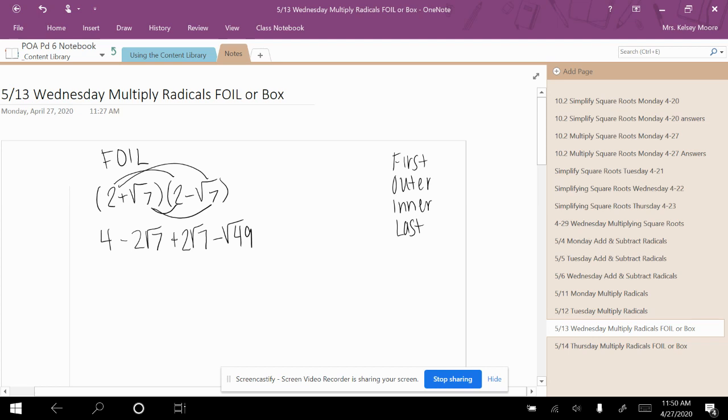Okay, now simplifying this a little bit, whenever we FOIL, you always probably are going to have something to add together in the middle. So if you look here, you have negative 2 square root of 7 and positive 2 square root of 7. Those are like terms, so you want to add them together and they end up canceling out. And then the square root of 49 turns into 7. So you get 4 minus 7, which is negative 3.